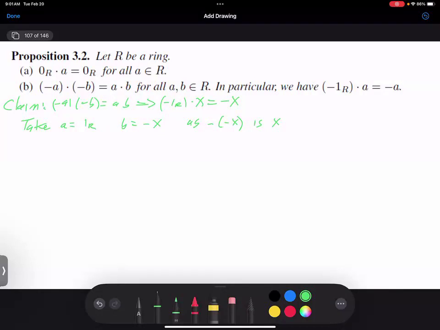So now when I plug this in, this yields negative 1. And then we're taking B to be negative X, and negative X times X is just going to be A times B. So it's just going to be 1 times negative X. But when you multiply anything by 1, you just get back itself. And so this is how the in particular follows from the first part. If we can show negative A times negative B equals A times B, then we immediately get negative 1 times A is the same as negative A.